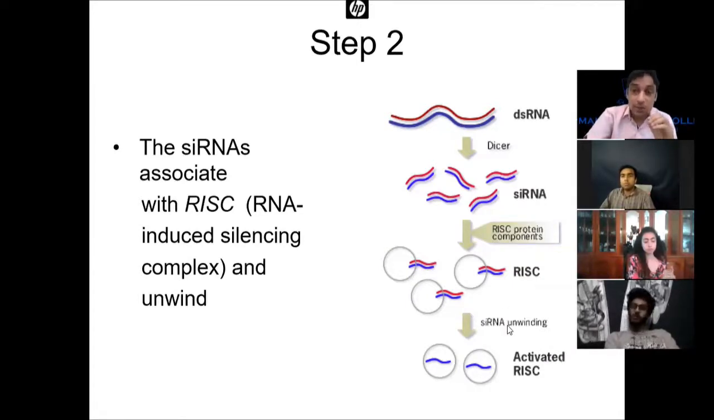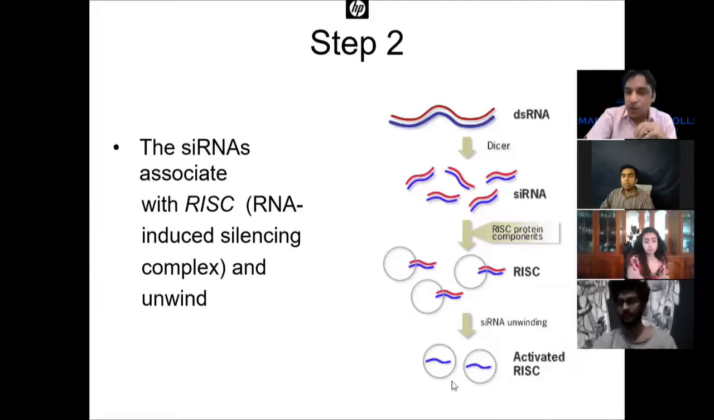Just try to stay focused on that point, because if you want to destroy a particular messenger RNA, all you expect is that a complementary strand should survive here. A complementary strand should survive here. I will try to explain that point in more detail in the next slide.